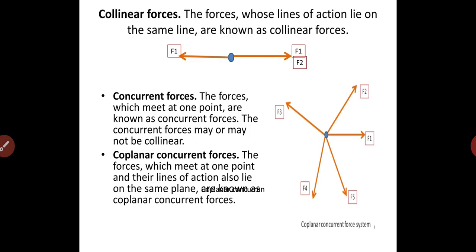Then the concurrent force system: the forces which meet at one point are known as concurrent forces. The concurrent forces may or may not be collinear. Current means you might have learned the electrical current, water current. Similarly you can have the concept of forces also. When these forces meet at a point, we will call these forces concurrent, meeting at one point.